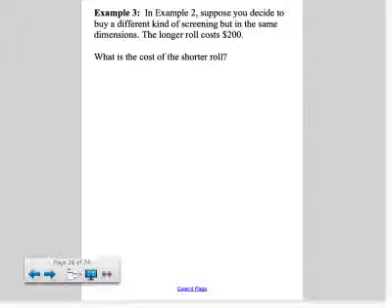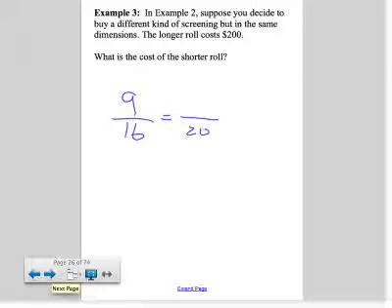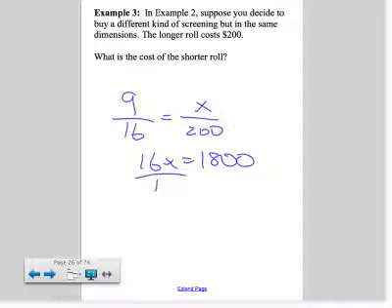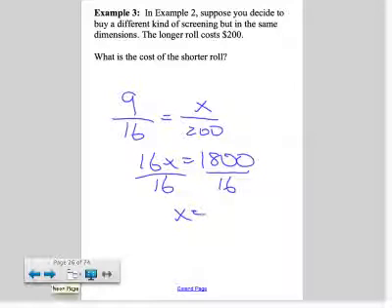In example 2, suppose you decide to buy a different kind of screening, but in the same dimensions. The longer roll costs $200. What is the cost of the shorter roll? Again, your ratio is still 9 over 16, except now they give you the price of the longer roll. So the 200 has to correspond with the 16, so it's got to be on the bottom. X is on top, so you have 16x equals 9 times 200, which is 1800. Divide both sides by 16, and the cost of the smaller roll here would have to be $112.50.